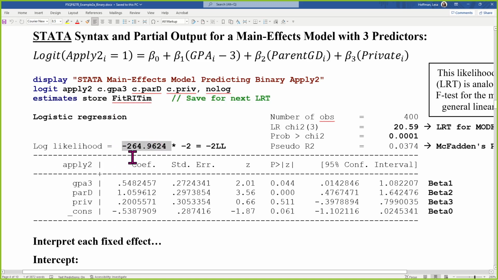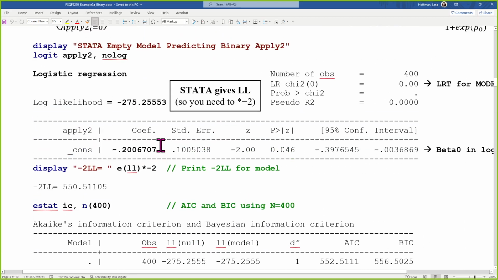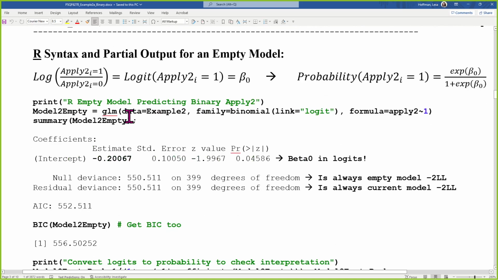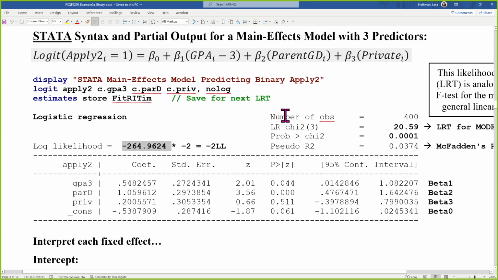So our new log likelihood is minus 2.64. Relative to the previous model, it was minus 275. It's higher, less negative. So we're heading in the right direction. We've improved our model by adding these predictors. Great. Let's see what happened a little more specifically.